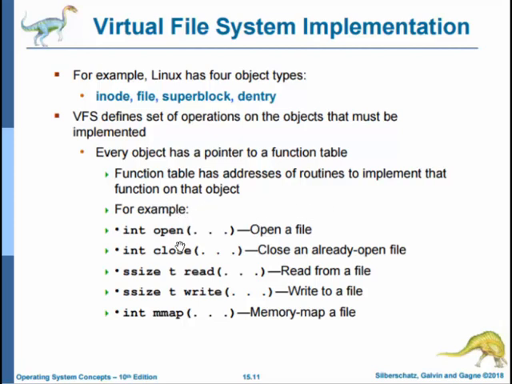The function table lists the addresses of the actual functions that implement the defined operations for that particular object. So for example, an abbreviated API for some of the operations for the file object includes the following examples. int open is used to open a file. int close, with its parameters, is used to close an already open file. ssize_t read is used to read a file. ssize_t write is used to write a file, and mmap is used to memory map a file. Okay?